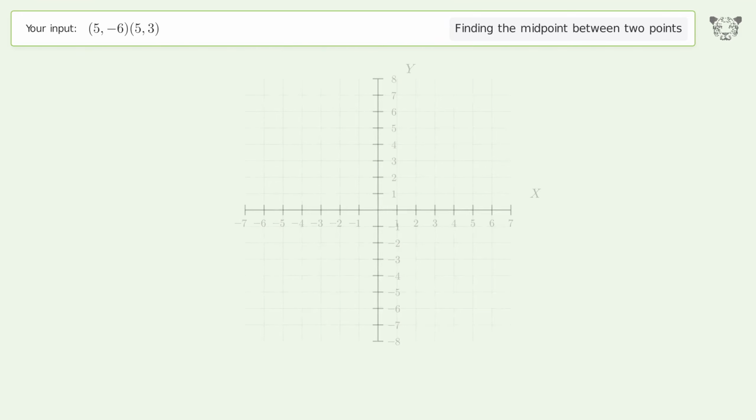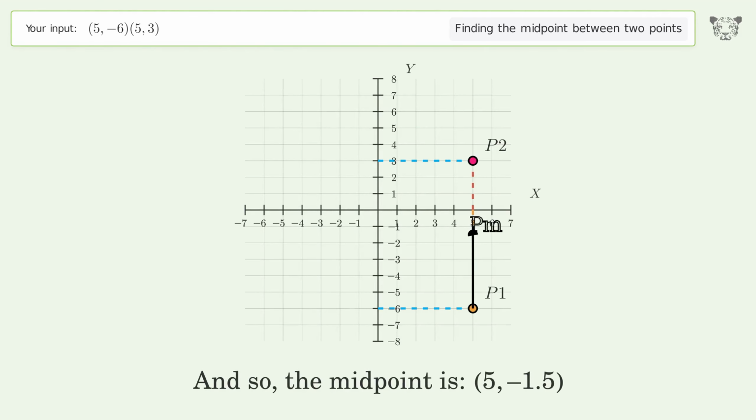And so, the midpoint is 5, negative 1.5.